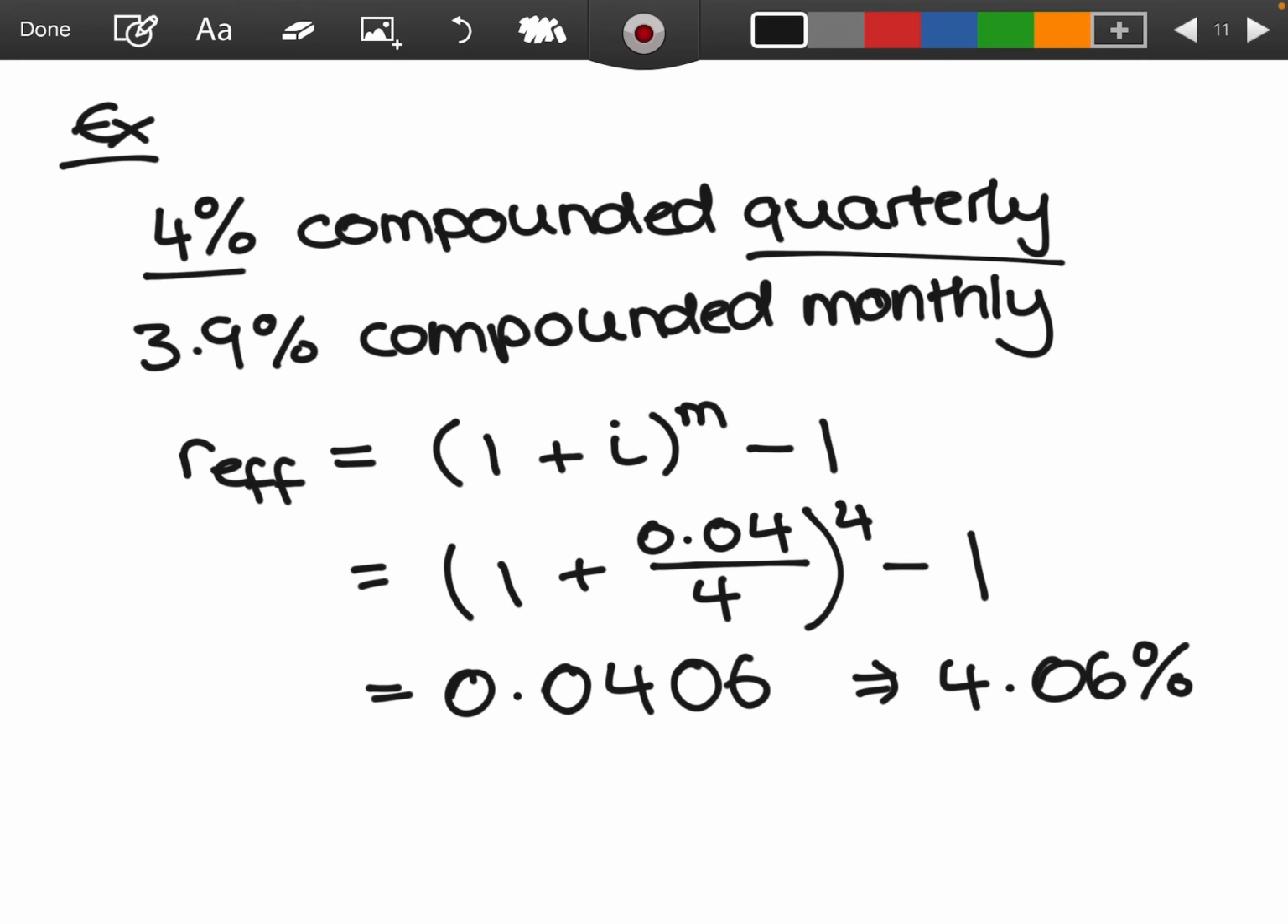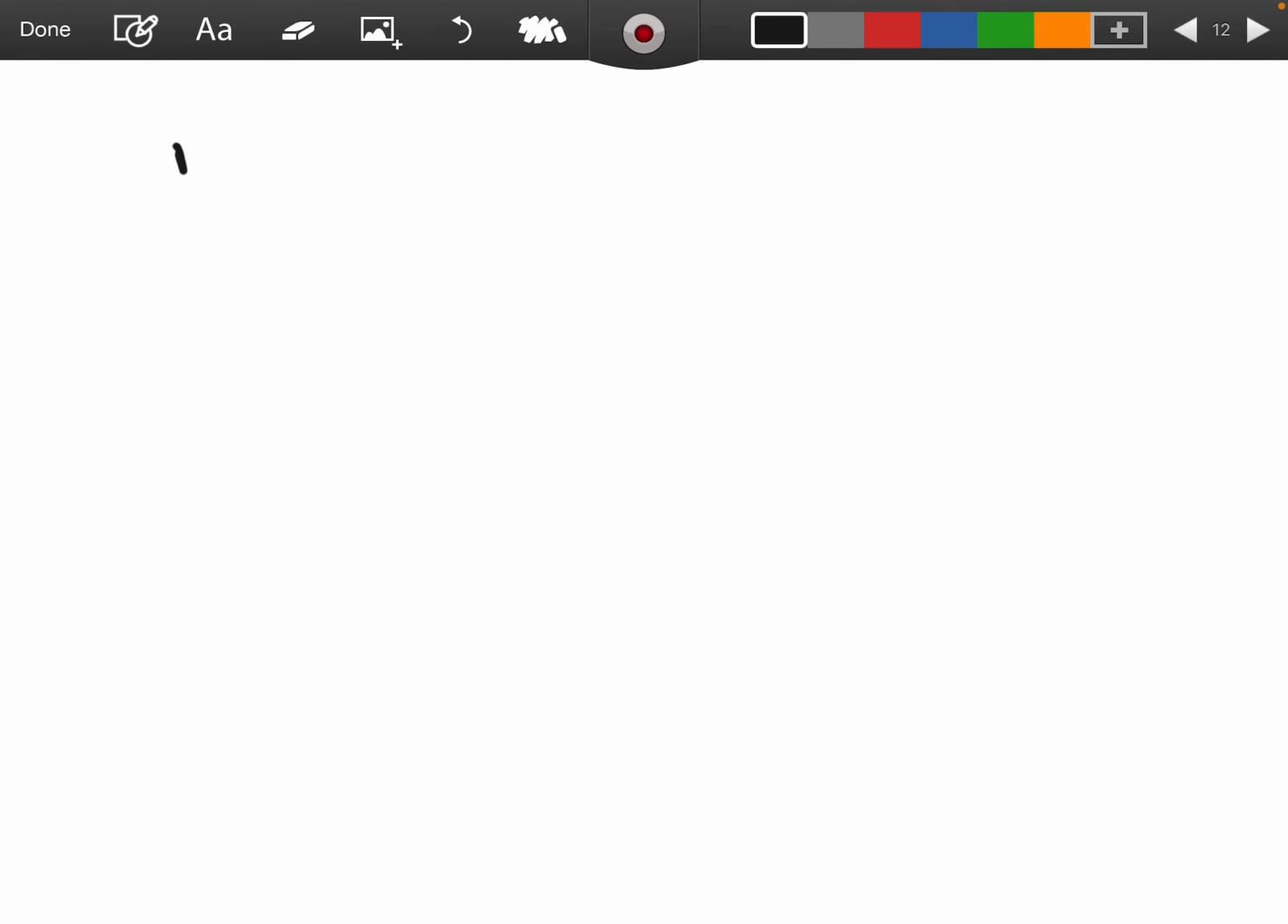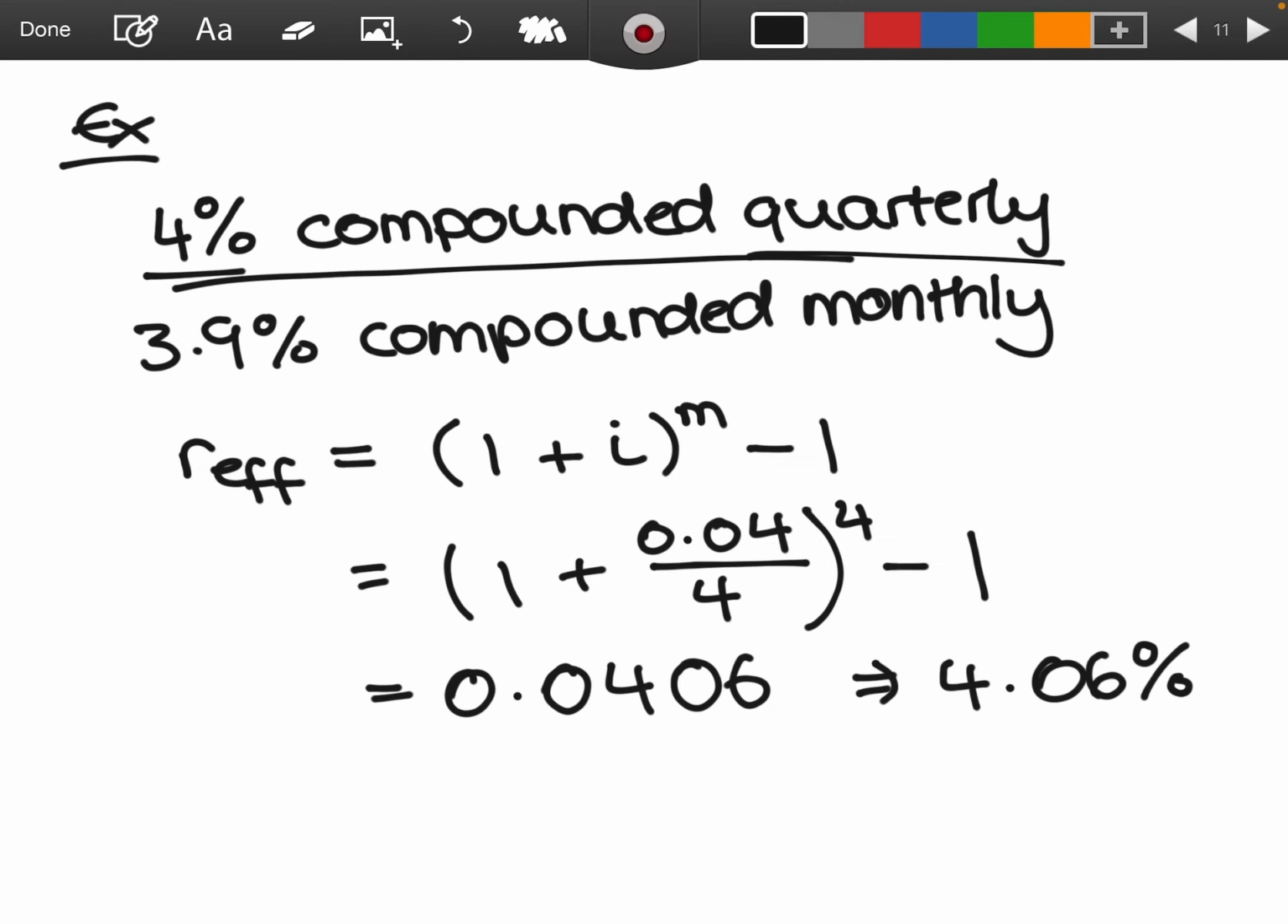If you go ahead and work that out, you end up with 0.0406. So that's equivalent to 4.06%. So that's my effective rate. That's actually what my annual rate is as simple interest for this account. So 4% compounded quarterly is the same as saying a 4.06% simple interest rate annually. Let's go ahead and figure out the effective rate for the other account.